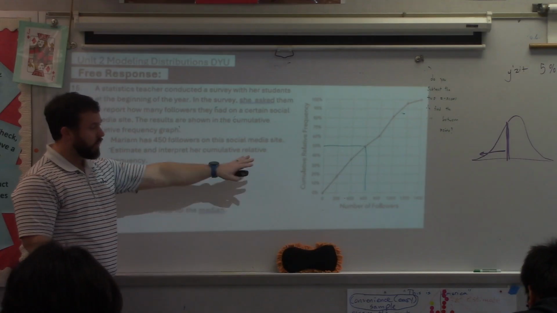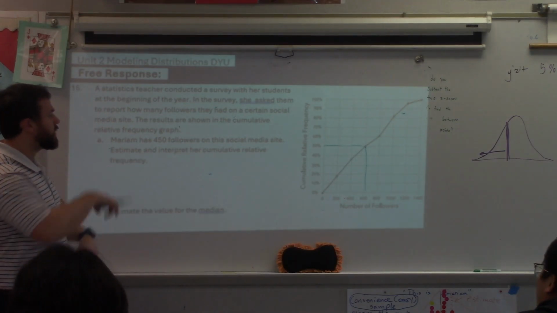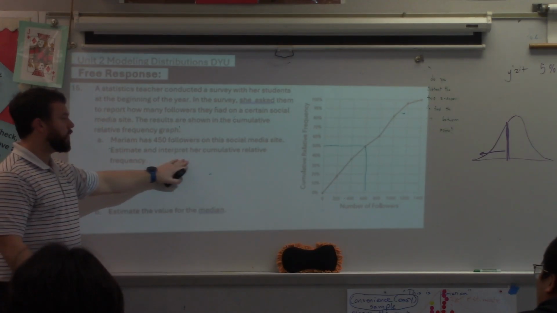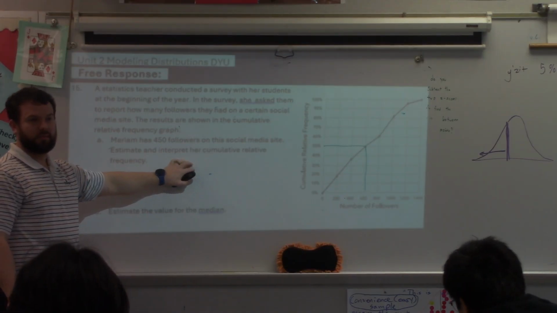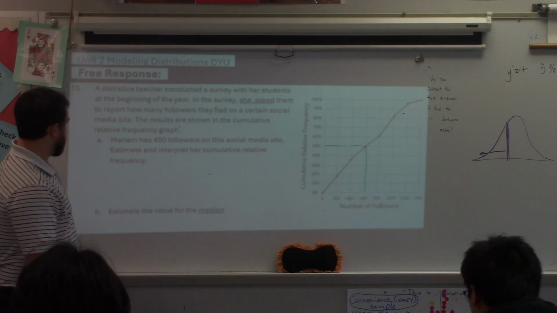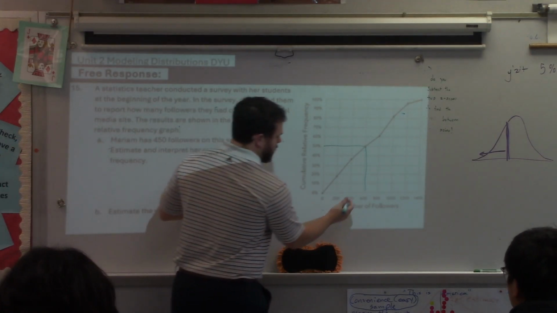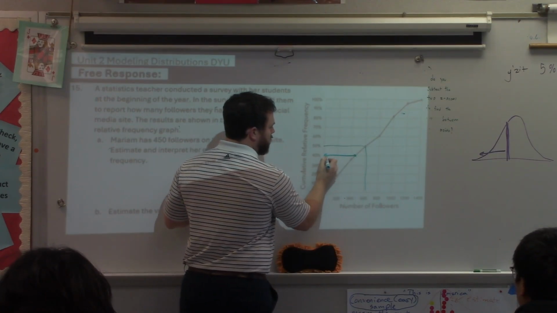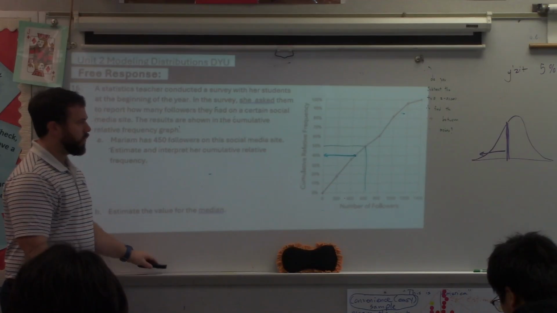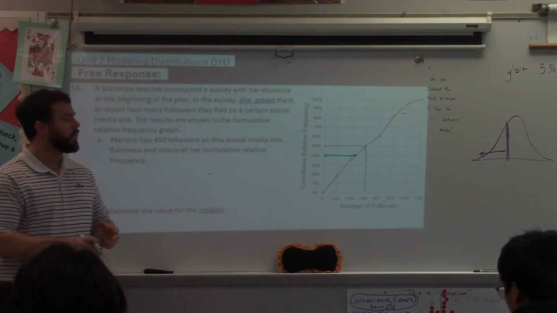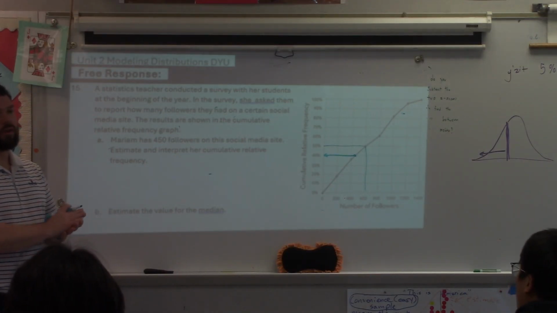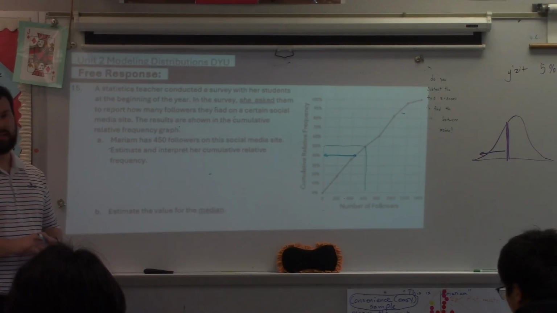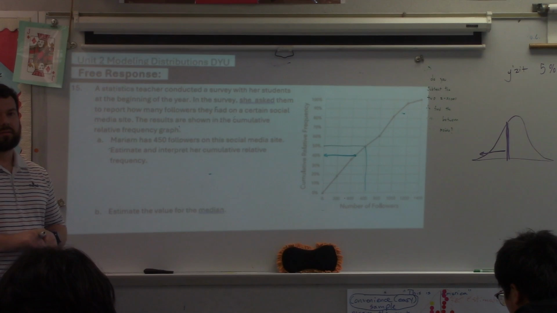But I am going to have to talk here for a second about how to read this because most of us did not fully interpret this correctly. Okay? 450 followers, is that right? So 450 was here. What was her percentile? 40%. I had a lot of people talking about the number of followers was less than 450. That's not what the case is.